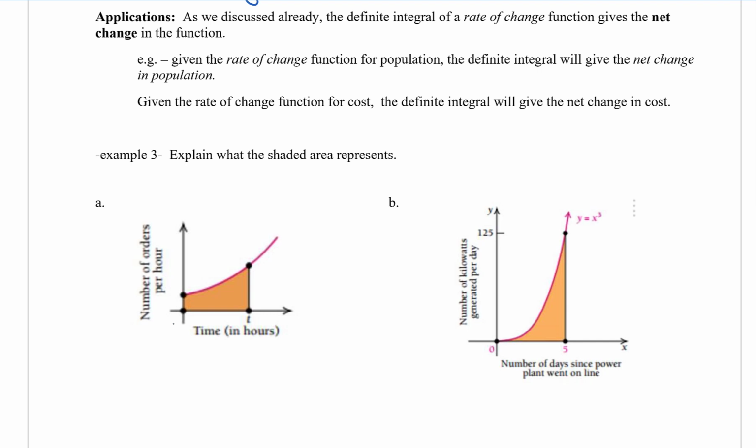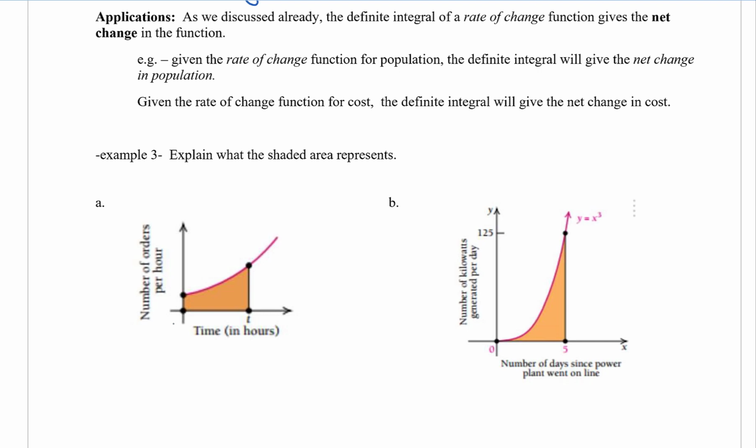So for example 3a, here we see the graph of an increasing function that is concave up in quadrant 1. The area bounded by the function and the x-axis between the interval from 0 to t is shaded in orange. The units on the y-axis are labeled as number of orders per hour, and the x-axis is labeled as time, and in parentheses it says in hours. In order to find the units of the shaded region, it is necessary to multiply the units of the y-axis with the units of the x-axis.